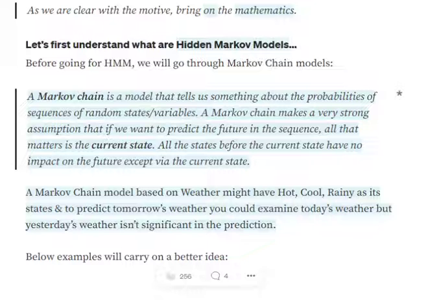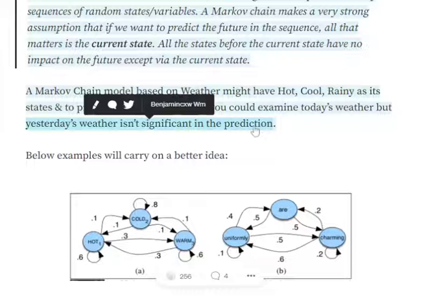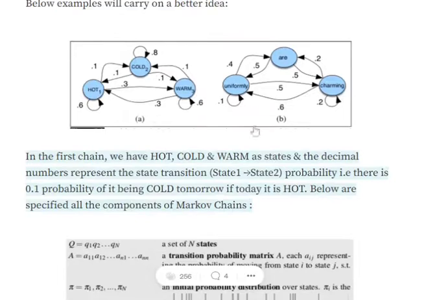For example, if in a Markov chain you're trying to predict the weather tomorrow, the weather tomorrow will depend only on the current state, that is today's weather, and not on yesterday's weather. Whatever has happened in the historic data, if we are going to forecast for the future, we would be considering just today's state. So let's consider an example for a better understanding, where we are considering the environment of weather, where we can have three states: hot, cool, or rainy.